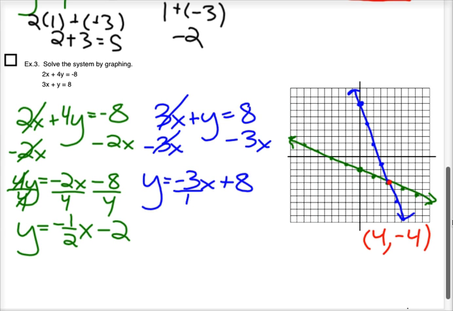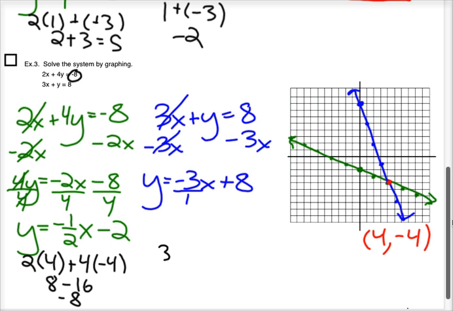So what I'm going to do is I'm going to check my work now. I want to make sure that I have this right. So I'm going to go back to both equations and plug that in. So 2x, so 2 times 4, plus 4 times y, and y is negative 4. So I get 8 minus 16, which gives me negative 8, which is what I was supposed to get. So it works in the first equation.